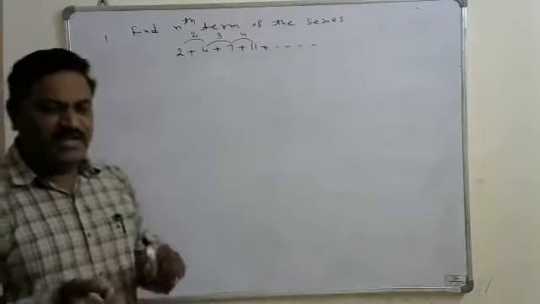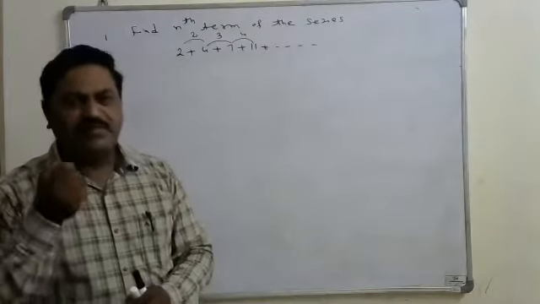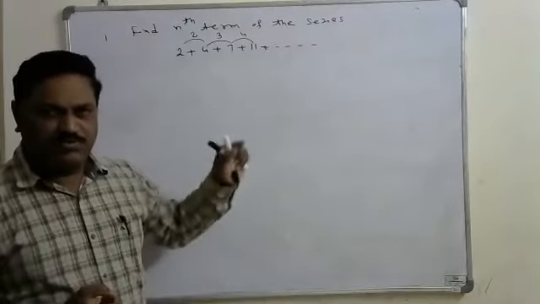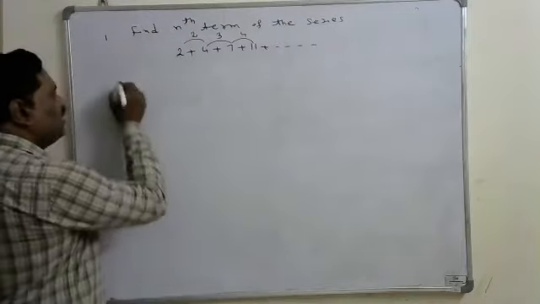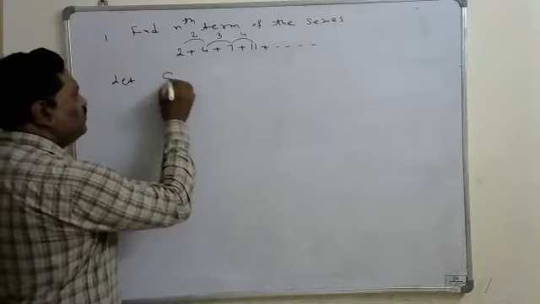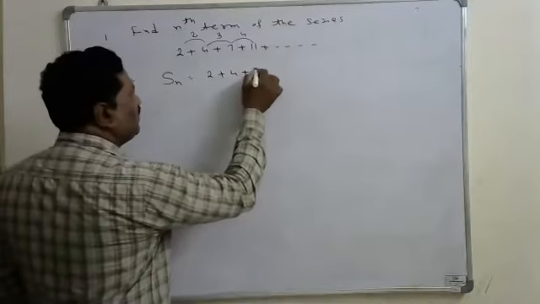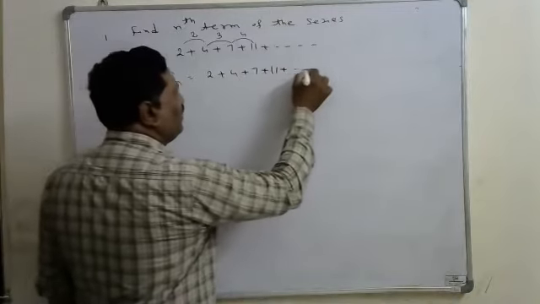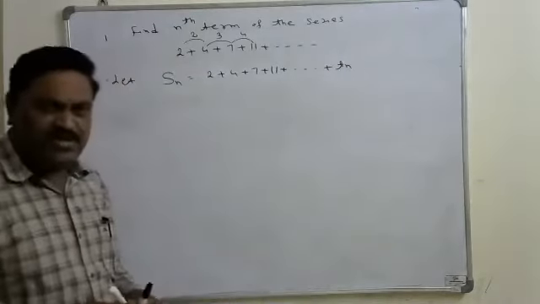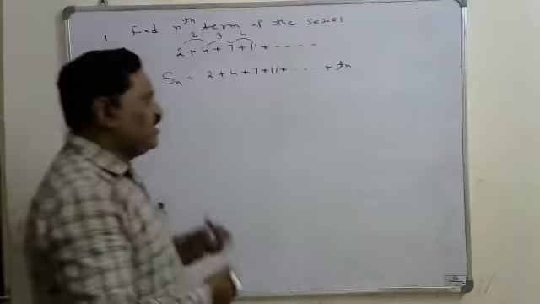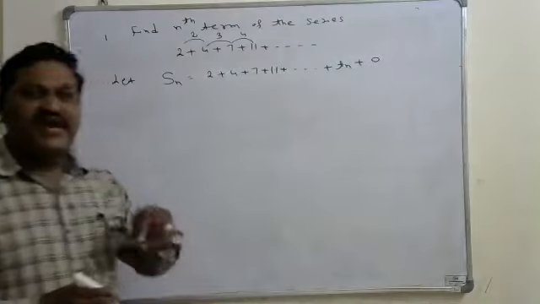So whenever the differences are in AP or in GP, to find the nth term of that series we follow this procedure. Listen to the procedure carefully. First, let the sum of the n terms of the series be Sn, that is 2 plus 4 plus 7 plus 11 plus, and so on, up to Tn. The sum of all these n terms I will take as Sn, and at the end I will add a 0.